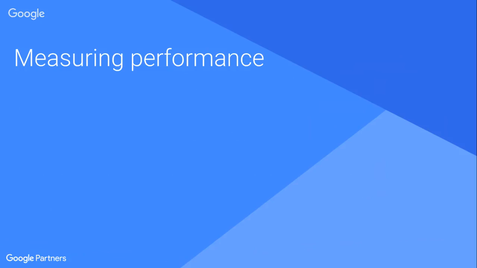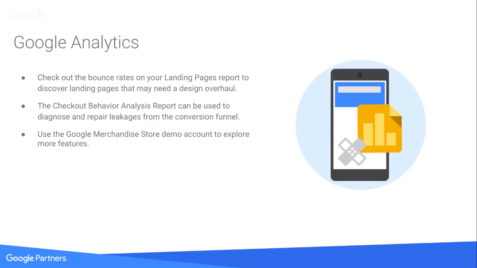Let's talk a little bit about measuring the performance. As you know, Google Analytics can be a very powerful tool to help you measure the mobile site performance. Definitely check out the bounce rates on your landing pages reports to discover landing pages that might need a design overhaul. The checkout behavior analysis report can also be used to diagnose and repair leakages from the conversion funnel that could be apparent, and you can also use the Google Merchandise Store demo account to explore more of the features.